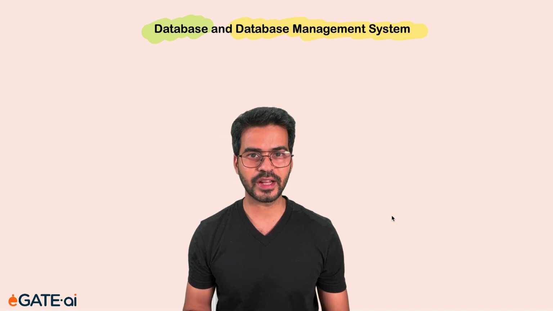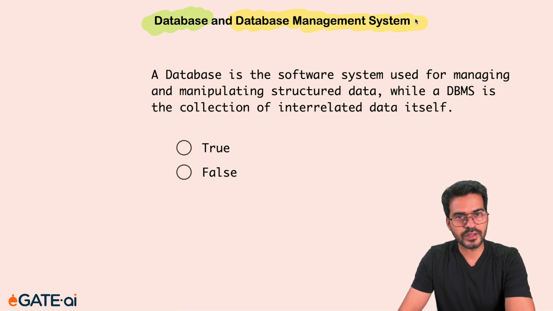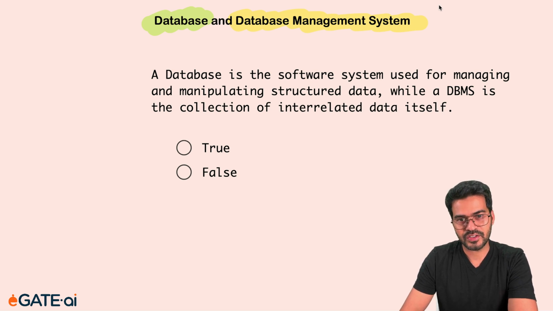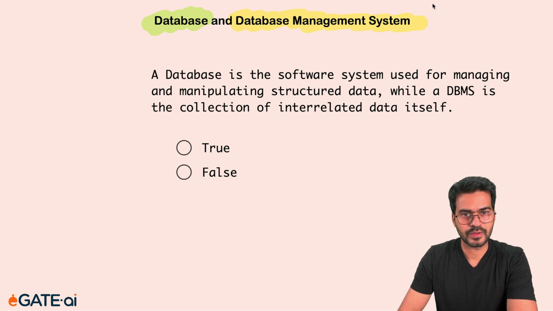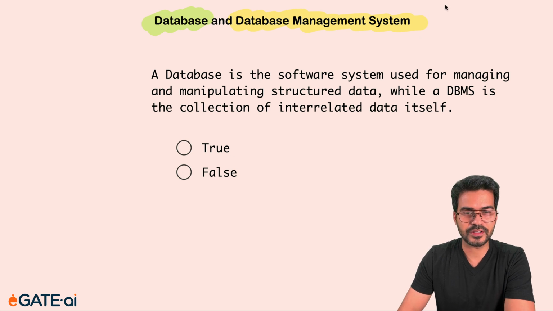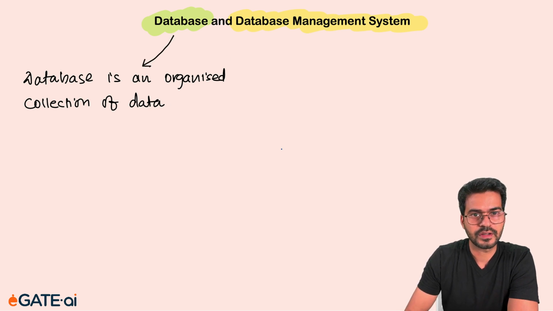Actually, before I start, I would like to pose a question to check your understanding of this topic. So whether you know the concept of database and database management system, please try to solve this question. A database is the software system used for managing and manipulating structured data, while a DBMS is the collection of interrelated data itself. So tell me whether this statement is true or false. Now, whatever your answer is, just hold it till the end of the video, and then we will solve this question again.